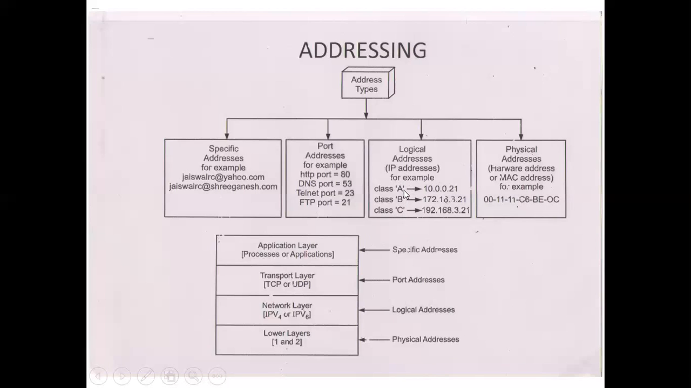And every class is again further classified as private and public. Class A, private public. Class B, private public. Class C, private public. We will see, as and when time comes, what is private IP address and public IP address. Then next is port address. Port addresses are defined at a transport layer. Please keep this in your mind.